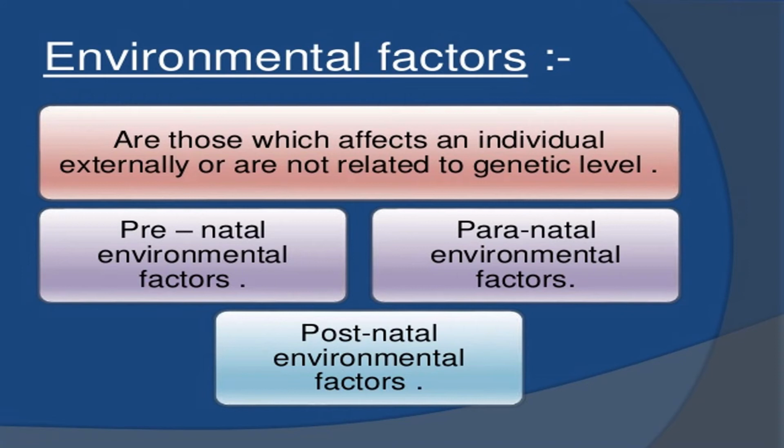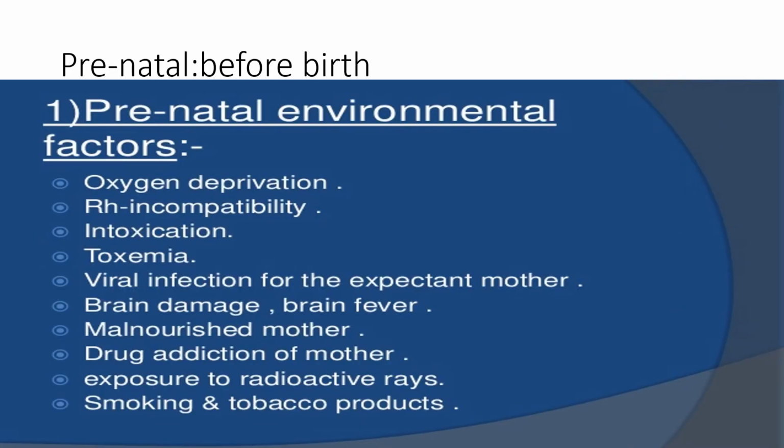The third important cause of orthopedic impairment is environmental factors. Environmental factors are those which affect an individual externally or are not related to the genetic level. It is divided into three parts: prenatal environmental factor, postnatal environmental factor, and perinatal environmental factor. Prenatal environmental factor. Here, the word prenatal means before birth. These are factors affecting the body of the child before birth.